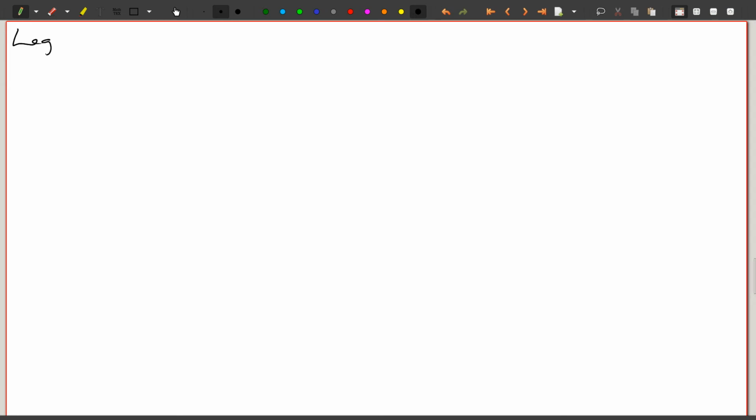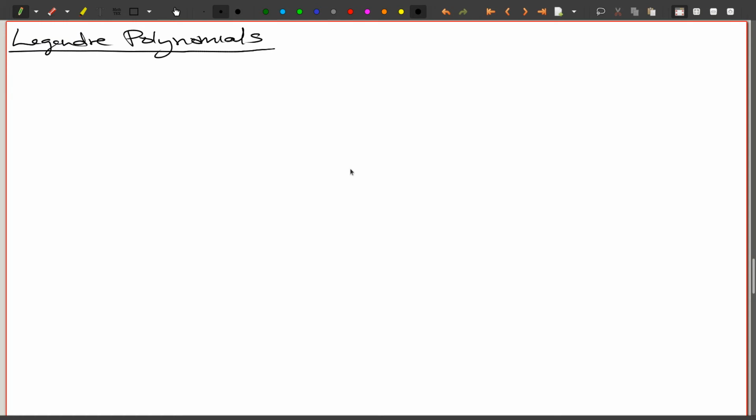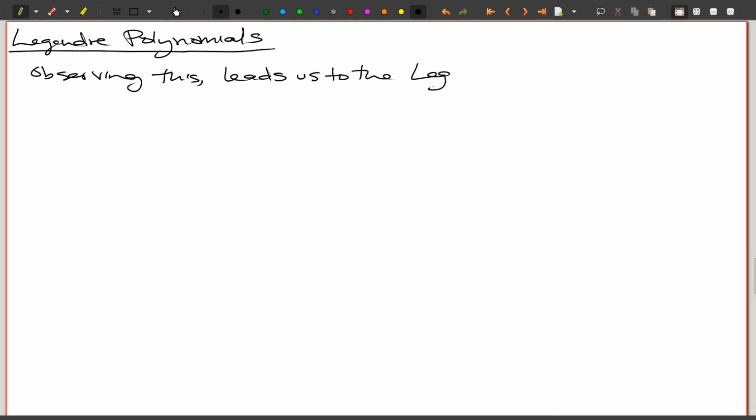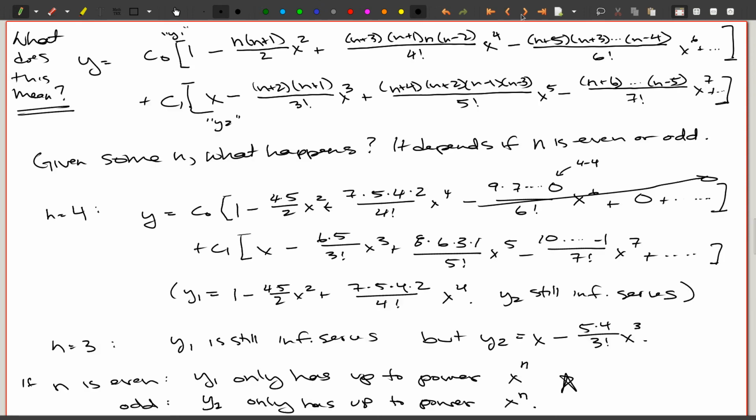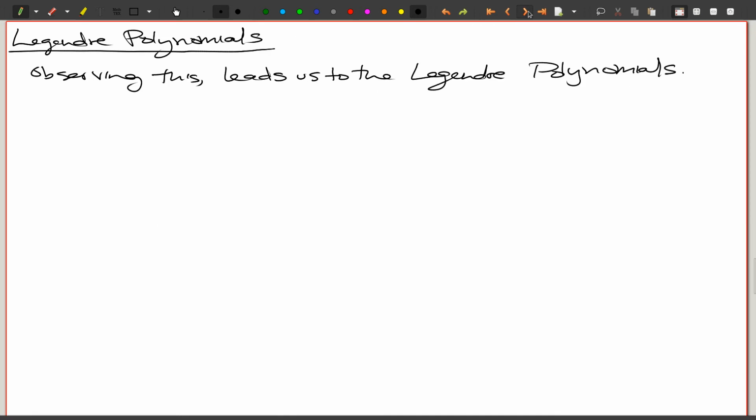These lead us to the Legendre polynomials I promised we would be talking about today. Observing this leads us to the Legendre polynomials. And those polynomials are just going to be these special truncated examples that we get for even and odd n in our solution.